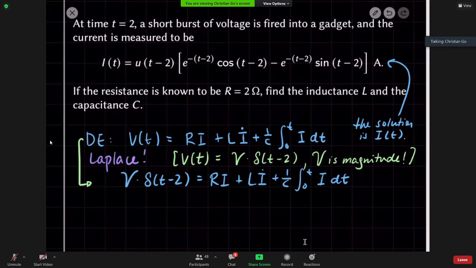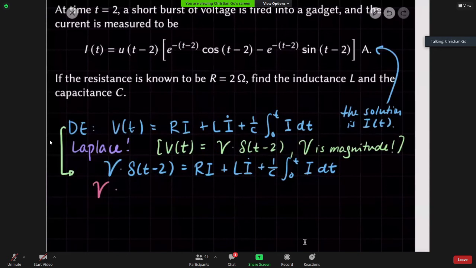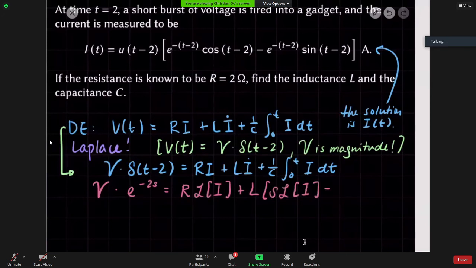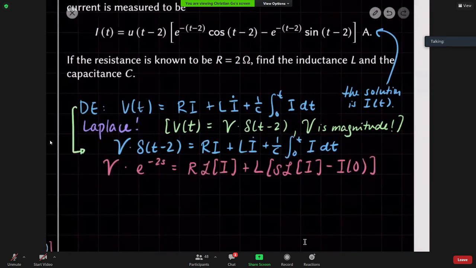The left-hand side: V is constant, and the Laplace transform of the delta is e to the minus 2s. This is equal to R times the Laplace transform of I, plus L times the Laplace transform of the first derivative of I, which is s times the Laplace transform of I minus I of 0, plus 1 over C times the Laplace transform of the integral from 0 to t of I.